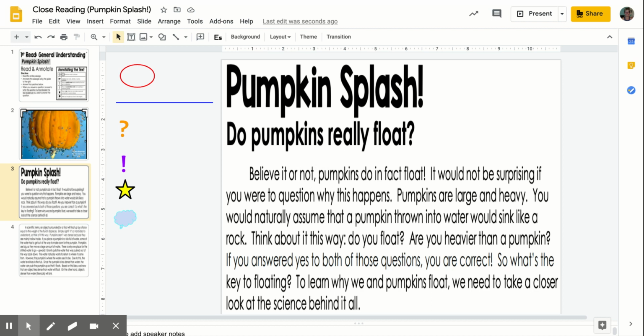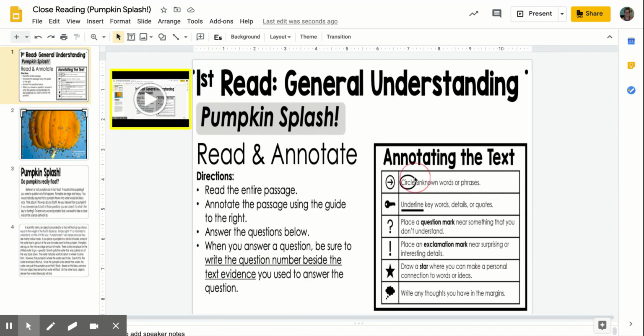So readers, I'm going to model for you how we will annotate or mark up some text. So we're going to use these symbols. Again, we're going to use the circle for words that we don't know. We'll underline some keywords or details.